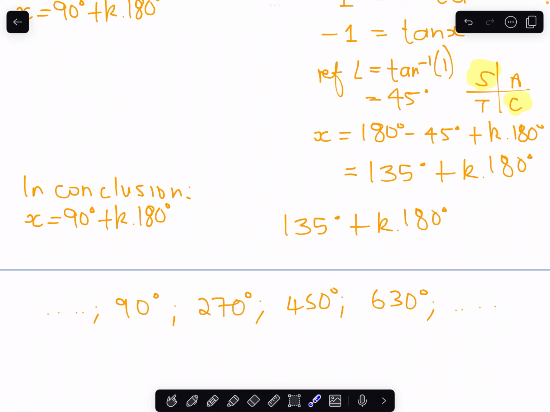And then for this one, we have 135 plus 180 is 315, plus 180 is 495, plus 180 is 675, and so on. Okay, we can't really put these together because from 90 to 135 is 45, and then we add 135 to get there, and then 45, and then 135, and then 45, and then 135, and then 45.